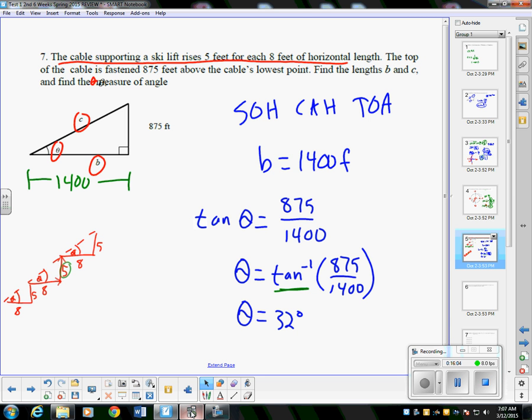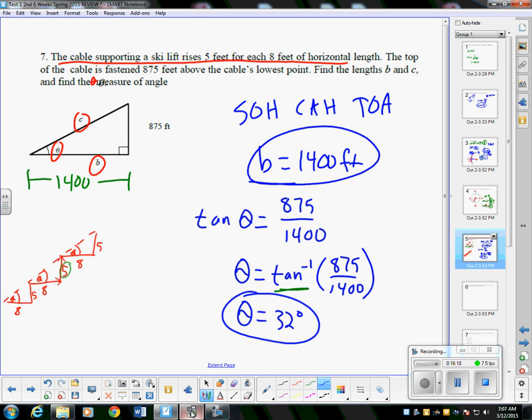I already know this problem. You would be told in the problem whether your angle is degrees or radians. So I know B is 1400. All right, I'll circle that. B is 1400 feet. Theta is 32 degrees. And then the only other thing I need to do is find C. I could do it with a number of methods, but I already know 2 of the side lengths, so I'm going to go ahead and use the Pythagorean theorem.